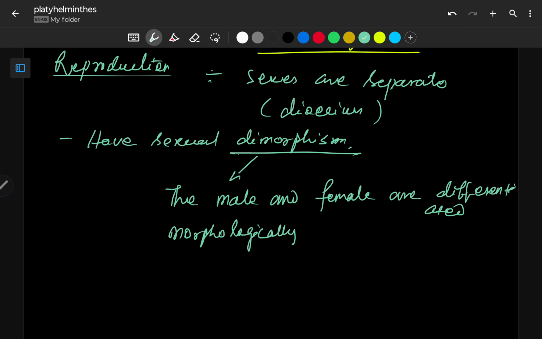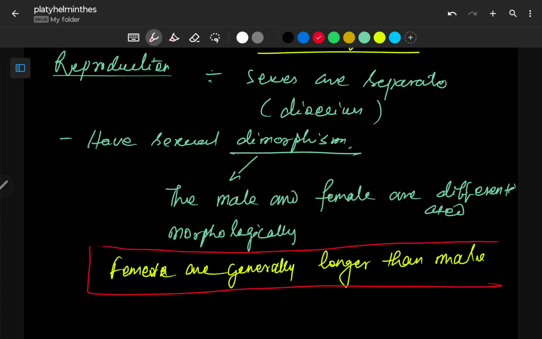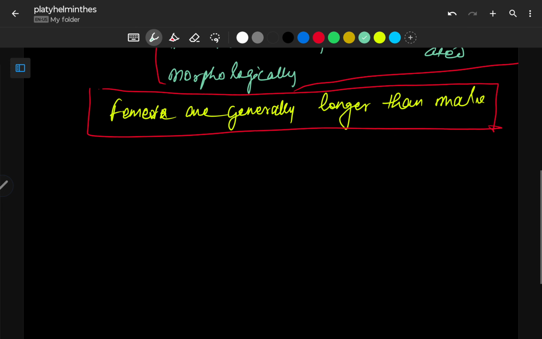Then how can you identify male and female here? The most important thing to remember is that females are generally longer than males. Very important. So this is sexual dimorphism. Sexual dimorphism means male and female are morphologically differentiated. So here, how are the male and female differentiated? The female is longer than the male.